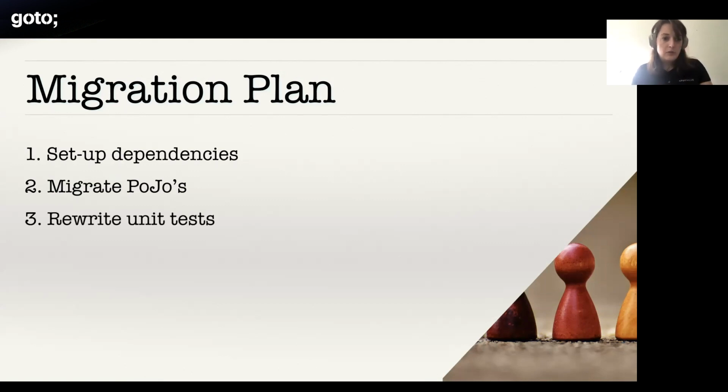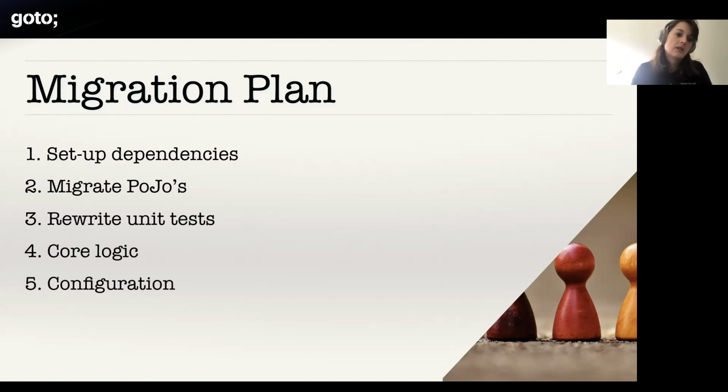The third step would be to rewrite your unit test. There you can already learn a bit more about Kotlin and get yourself a bit more familiar with the language. Fourth step would be to attack the core logic. If your tests are great, you can refactor your core logic, and you would already have learned a lot about Kotlin to do that properly. And last but not least, of course, your Spring configuration.